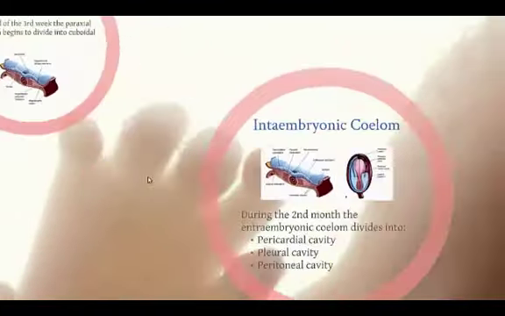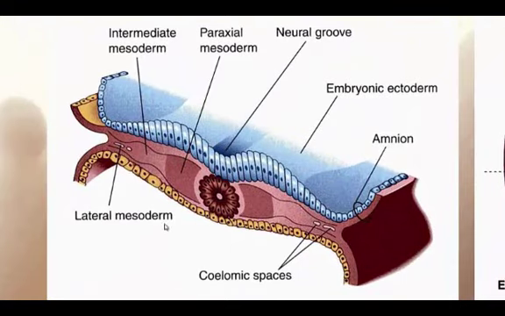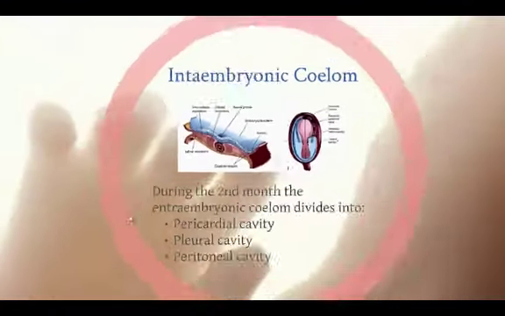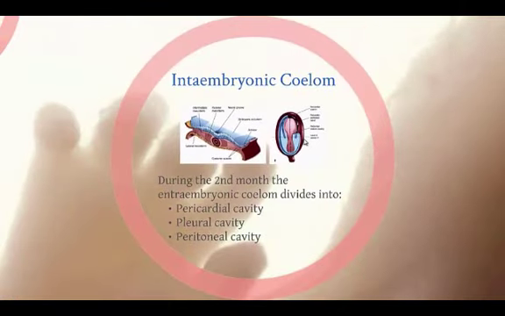Now to the intraembryonic coelom. The intraembryonic coelom is similar to the extraembryonic coelom, but the spaces here develop in the lateral mesoderm only. So, the intraembryonic coelom is formed of isolated spaces that appear in the lateral mesoderm. These spaces soon unite to form a single horseshoe-shaped cavity, just like the one we see here. During the second month, the intraembryonic coelom divides into pericardial cavity, pleural cavity, and peritoneal cavity.